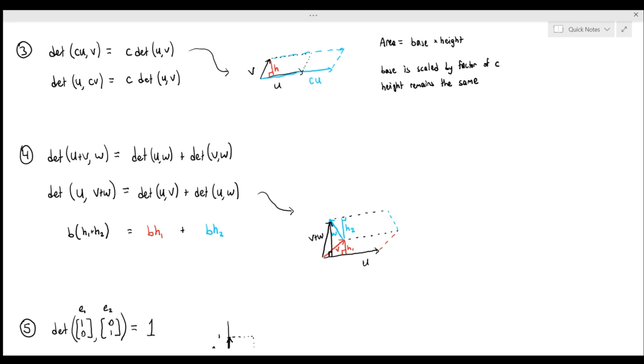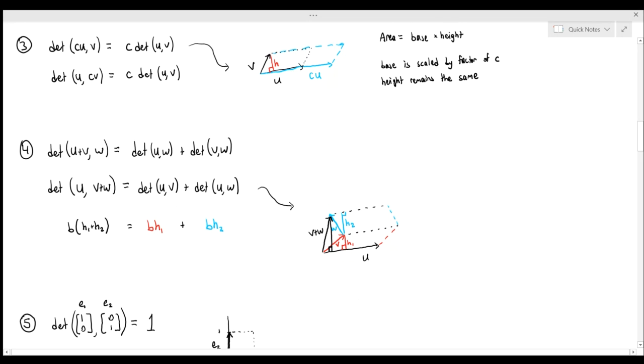Okay, so some other properties of determinant that I wanted to mention, this fourth one here. I have the determinant of u plus v, w is the determinant of u and w, plus the determinant of v and w. And then similarly over here for this one. You can think of this property as saying that the determinant is distributive. So it looks like you're just distributing w to u and then to v. And likewise for this one, it looks like you're distributing u to v and then to w.